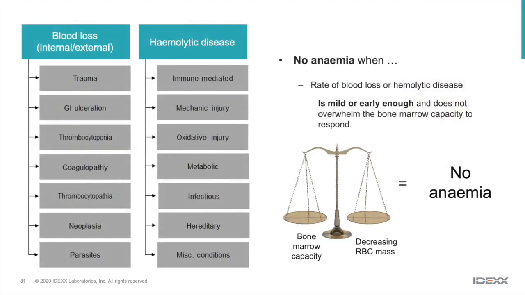Remember, we saw a similar diagram when we were talking about regenerative anemia. In that case, we see anemia because the bone marrow can't keep up with the rate of blood loss or hemolytic disease. However, if the processes are mild or early enough, the bone marrow can compensate, and what we end up seeing is a retaining of the red cell mass numbers, but a reticulocytosis showing the bone marrow response. When you see that, you need to look at the same list of differentials for blood loss and hemolytic disease as you do when you have a regenerative anemia.